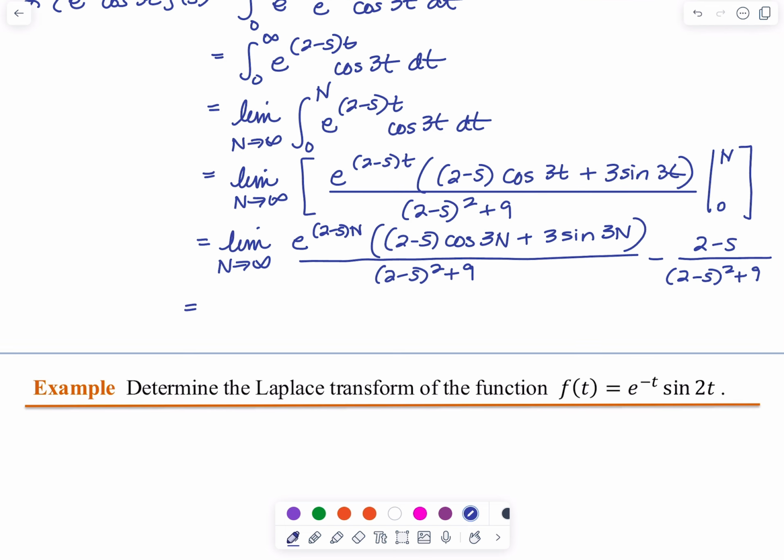So now if we take the limit as n goes to infinity, we lose this entire first term due to this negative infinity power. And we are left with the opposite of 2 minus s over 2 minus s squared plus 9, which is equal to s minus 2 over 2 minus s squared. And we can go ahead and write that as s minus 2 squared plus 9.